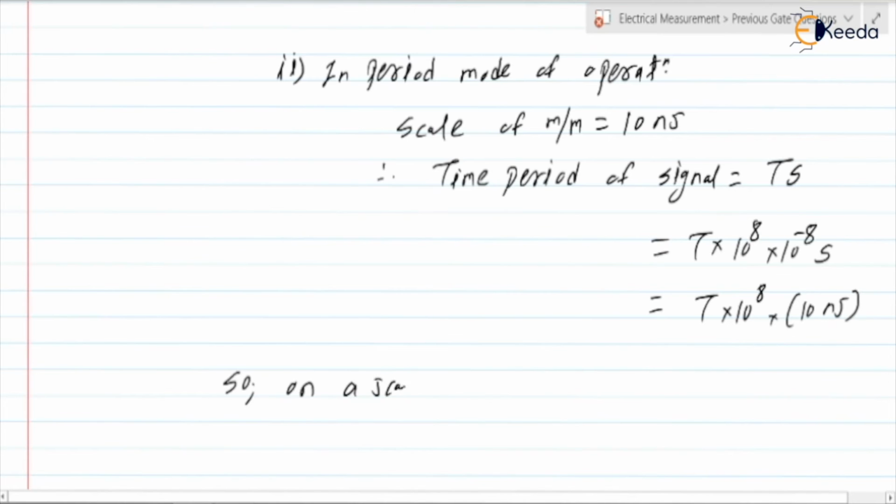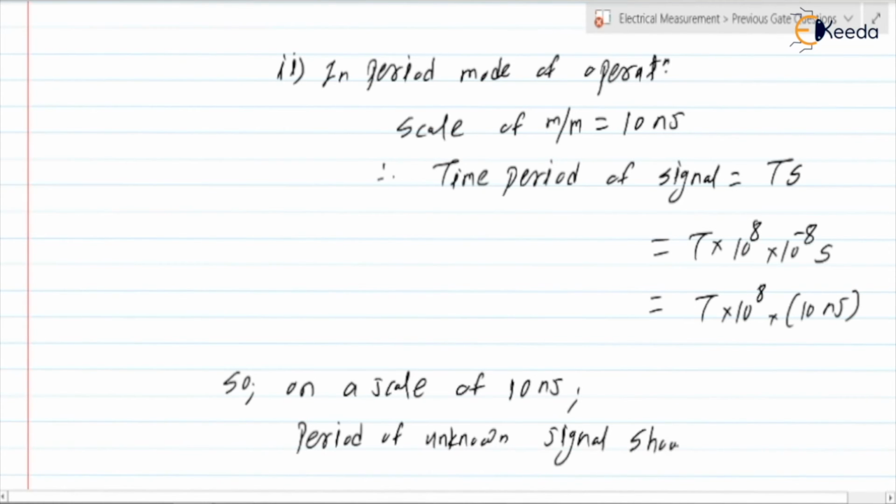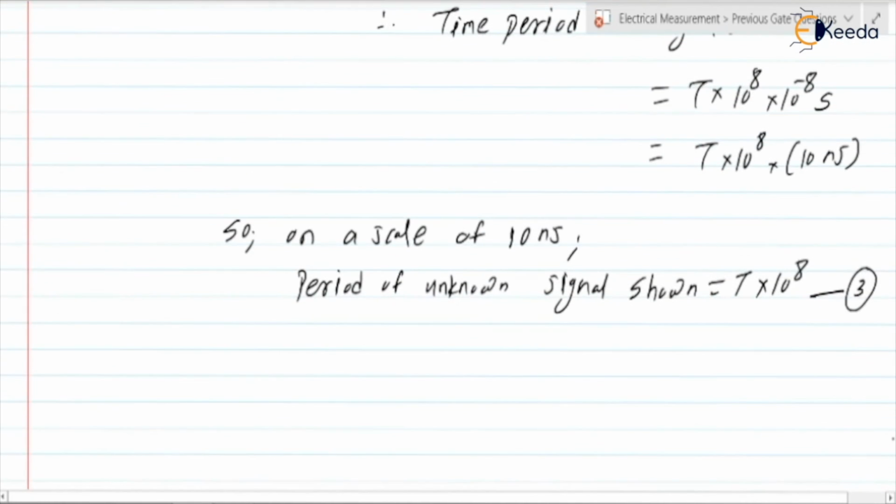So on a scale of 10 nanosecond, we can write the period of the unknown signal shown is equal to t into 10 to the power 8. Consider it as the third equation.